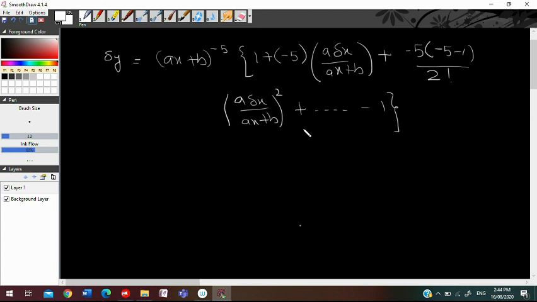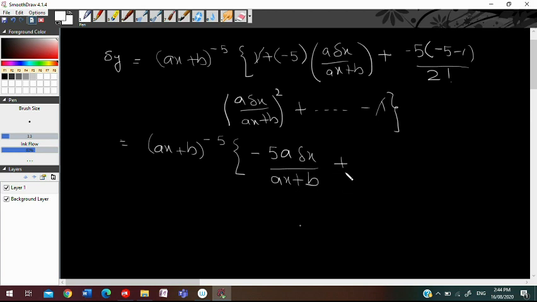Now here we cancel this term with this. Plus 1 is cancelled with minus 1. And now if we simplify it further, we have (ax + b)^-5 times [-5 aΔx/(ax + b) plus (-5)(-6)/2 factorial times (aΔx/(ax + b))^2 plus up to so on].